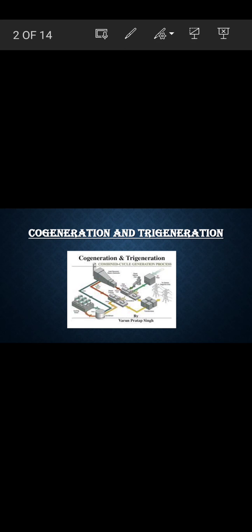Today, the topic of my presentation is cogeneration and trigeneration system. So, here is a diagram of cogeneration and trigeneration. We can see it.